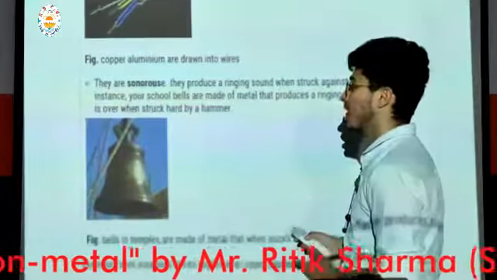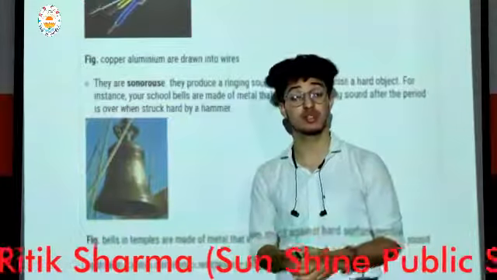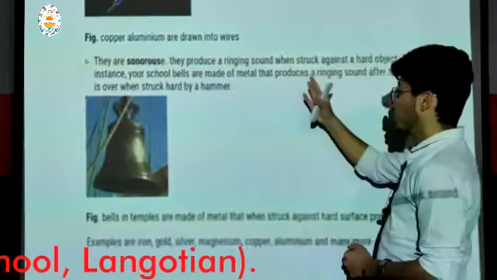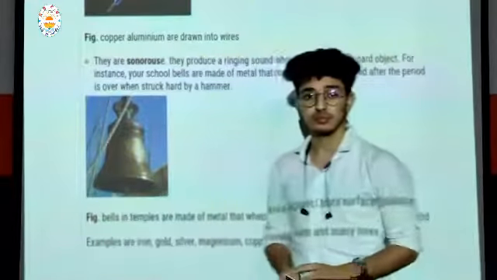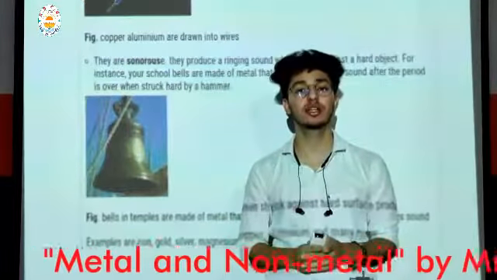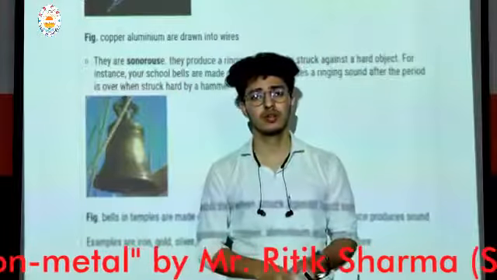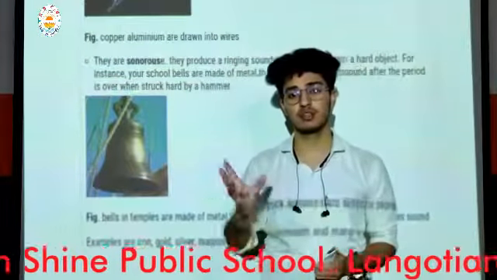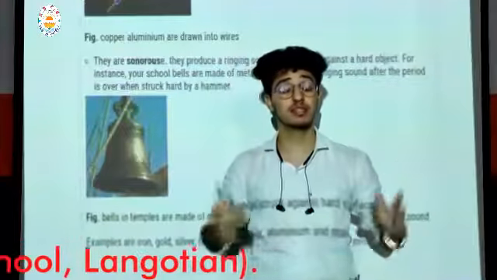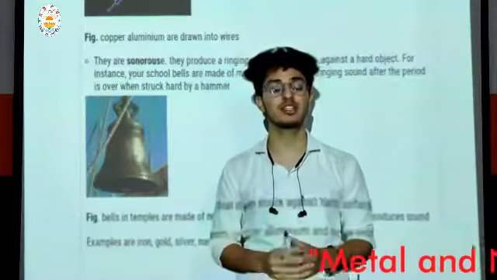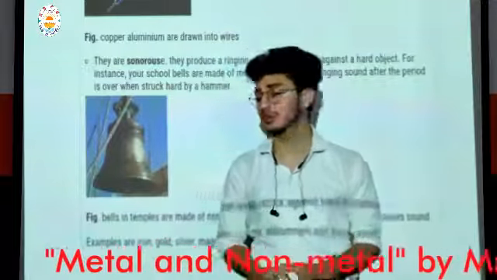They are sonorous. Another new word, sonorous. What does sonorous mean? They produce a ringing sound when struck. The property of being sonorous means that when we strike metals with a hard object, they produce a ringing sound. When we hit a bell in a temple, it produces a ringing sound. Why? Because the bell is made of metal, and it is the property of metal to produce a ringing sound when struck.